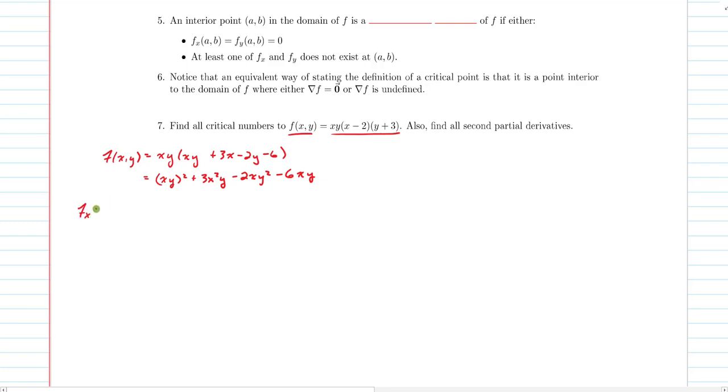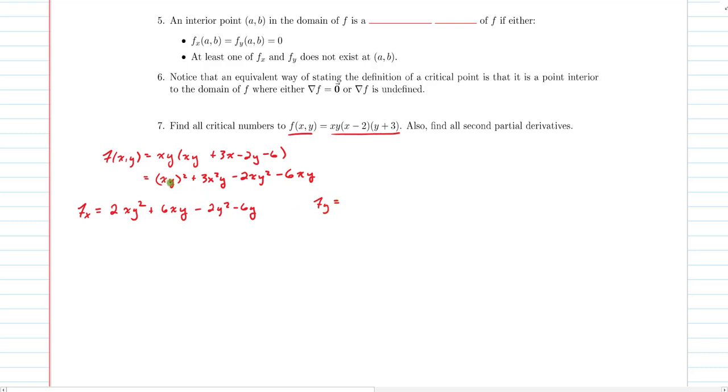So we get f sub x would be 2xy. Let's say that's 2x squared y squared, excuse me. And then we would have plus 6xy, and then minus 2y squared, and then minus 6y. So there's partial f's of x. And then let's go ahead and compute partial f's of y.